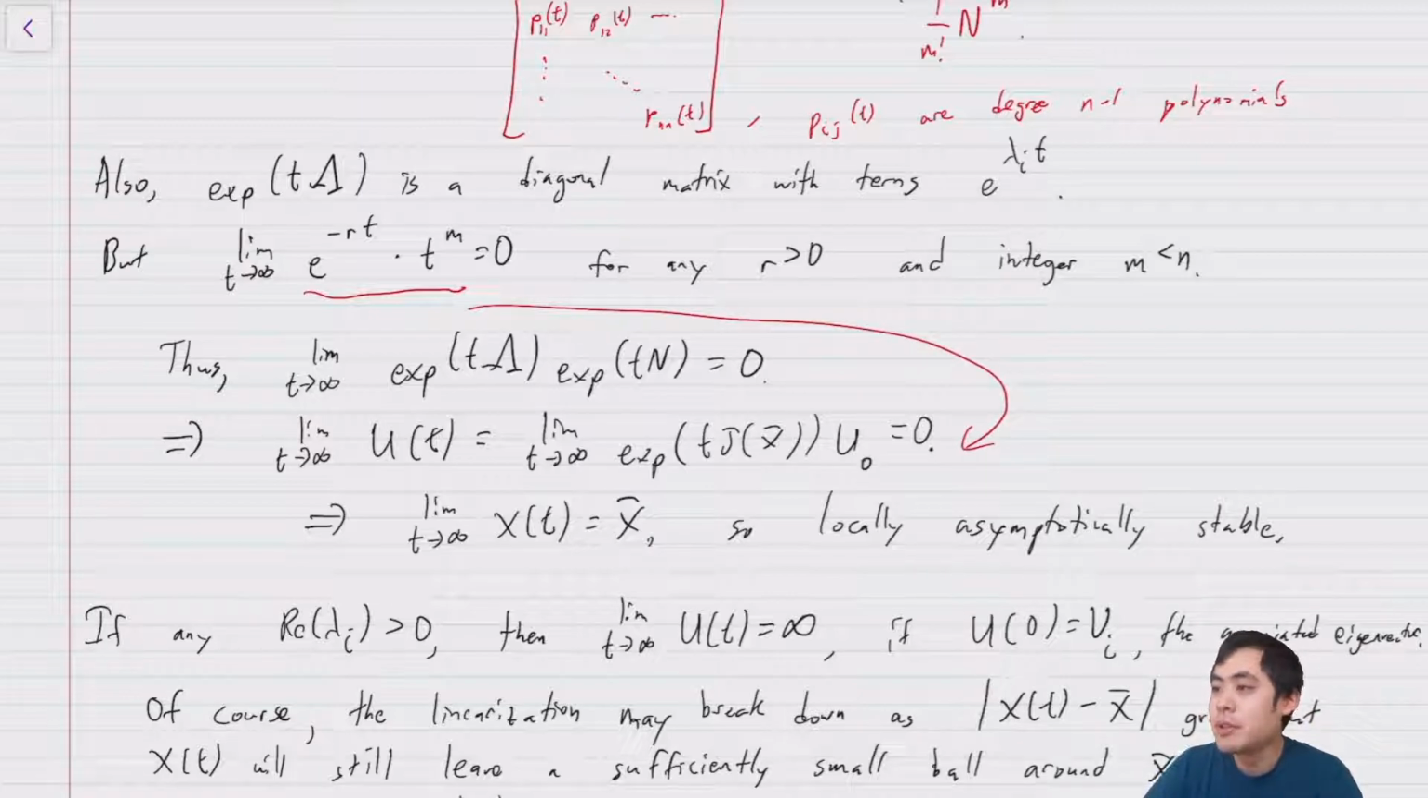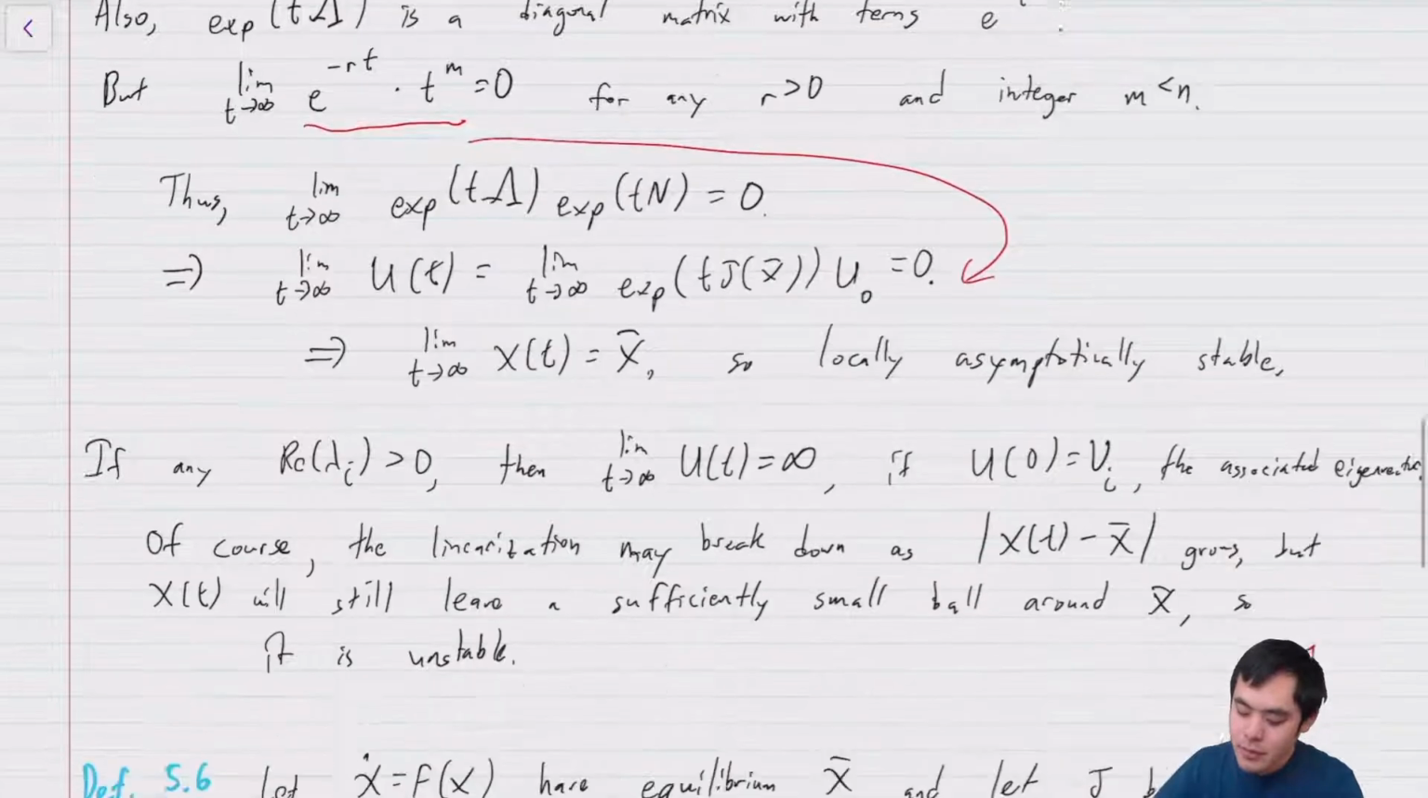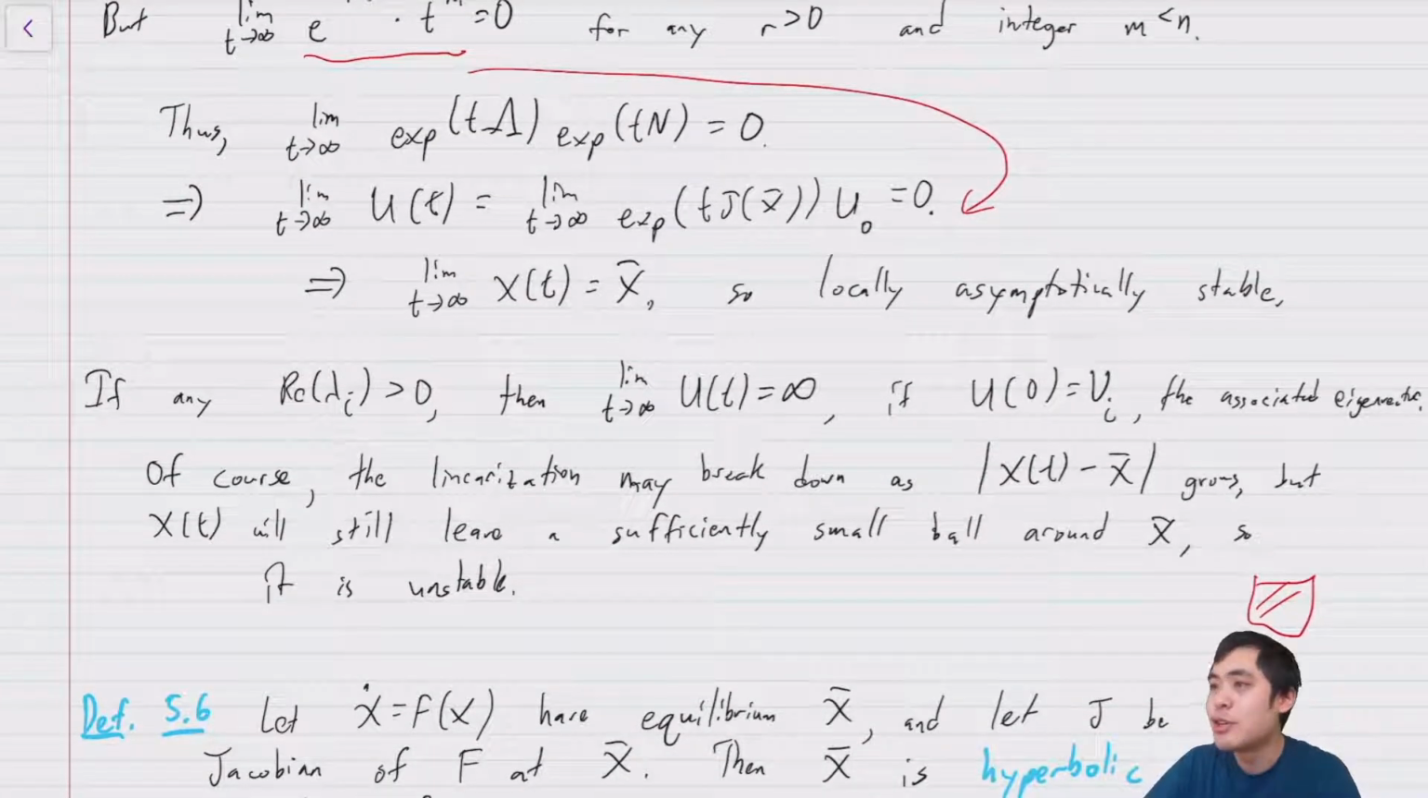the limit as t goes to infinity of u of t is equal to 0, and therefore the limit as t goes to infinity of x of t is equal to x bar. And so the x bar equilibrium is locally asymptotically stable, since if you start close enough that you can do this linearization, then you're going to end up going to x bar.